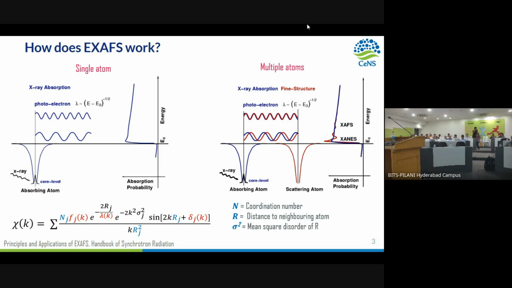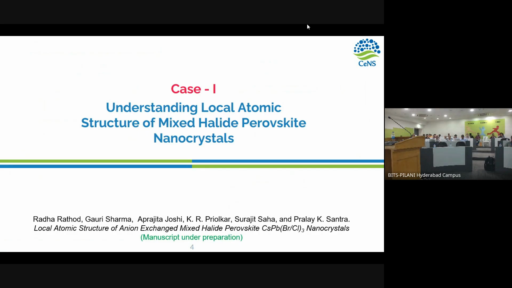This is the technique we use. In this presentation, I am going to use three different examples of how we use EXAFS to determine local structures. The first one is understanding the local atomic structure of mixed halide perovskite nanocrystals.